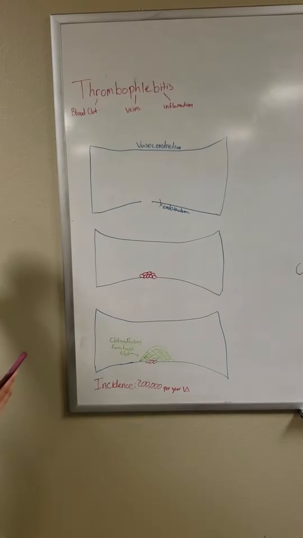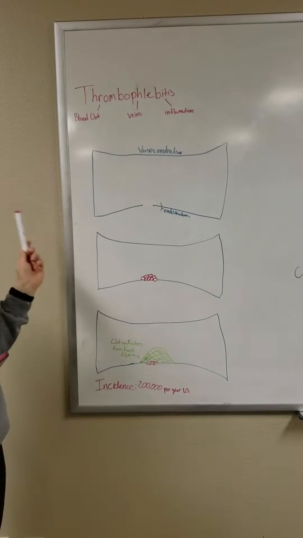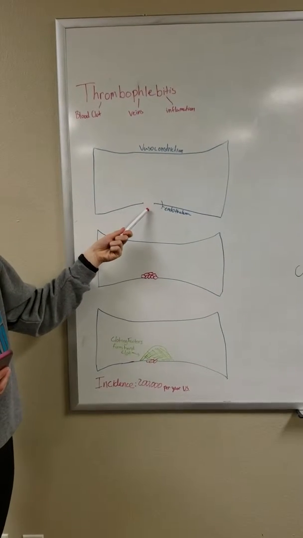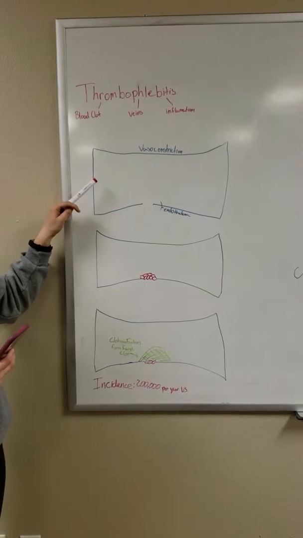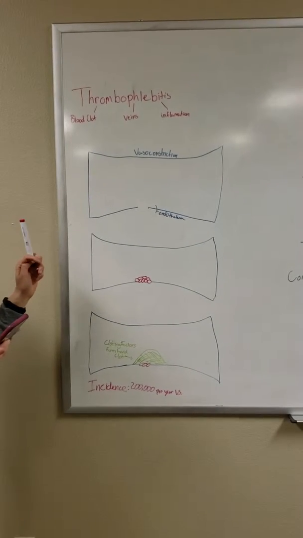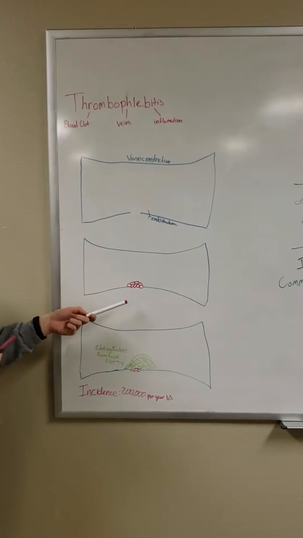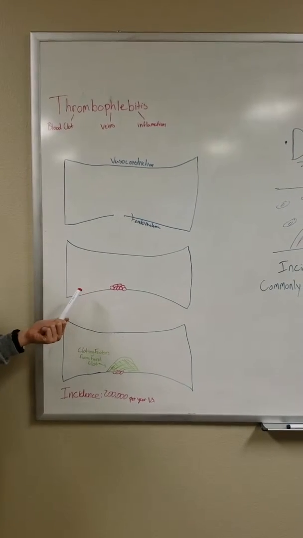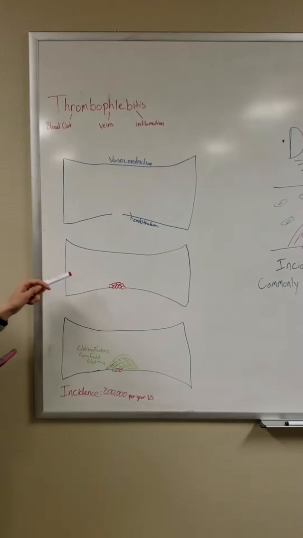Thrombophlebitis. This is a blood clot that happens in the veins and causes inflammation. What happens is you get a hole in your endothelium, which causes instant vasoconstriction to your vein. What happens next is platelets adhere to where you had the hole, and then they're going to recruit more platelets and form a plug.